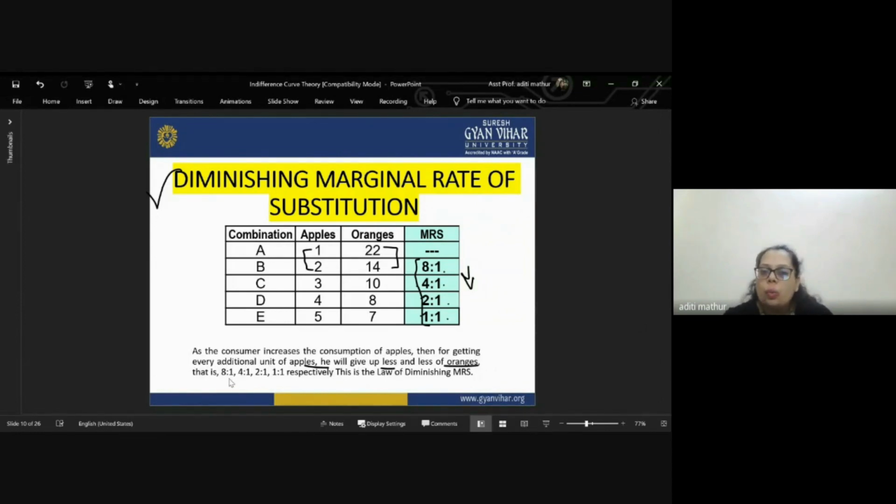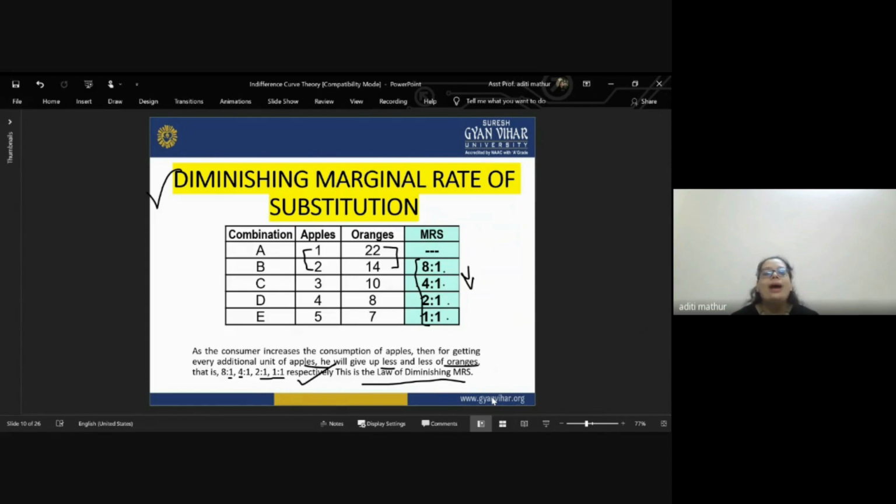That is 8 is to 1, 4 is to 1, 2 is to 1, 1 is to 1 respectively. This is the law of diminishing MRS, right? So this is how we describe the law of diminishing MRS.